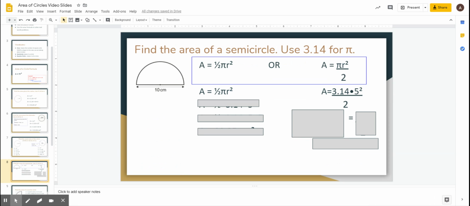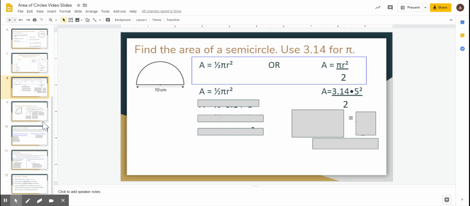Alright, find the area of a semicircle, use 3.14 for pi. Just so we can remember from our vocabulary, a semicircle means half of a circle. So here, we're given this diameter of 10, so we're going to use the 5. Now, since a semicircle is half of a circle, you can multiply it by half, like on this side. Or you take the area formula and divide by 2 on the side. I'm going to go ahead and assume that most of you guys are going to use this formula, but I'm going to show you both, just so you guys know.